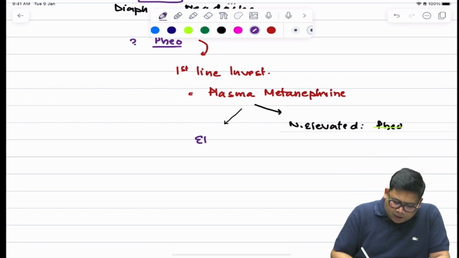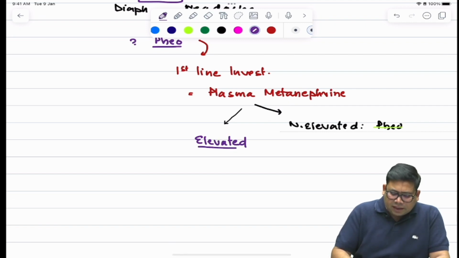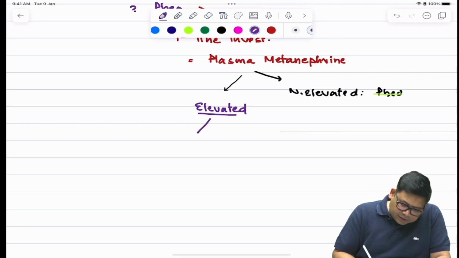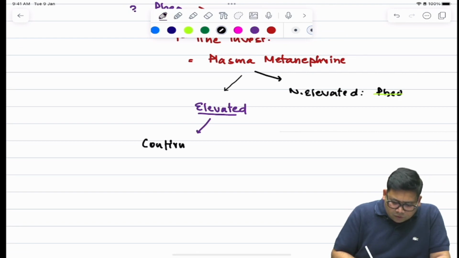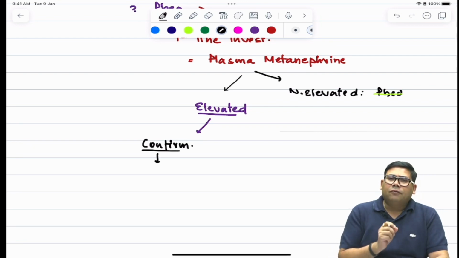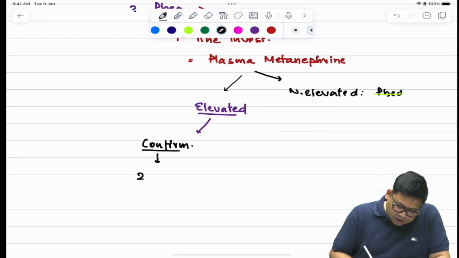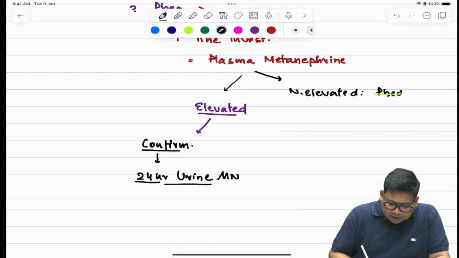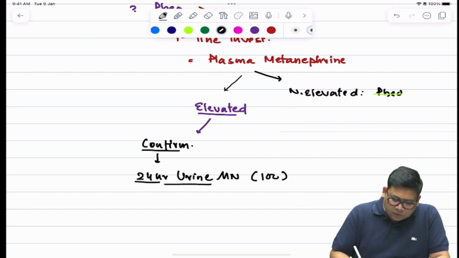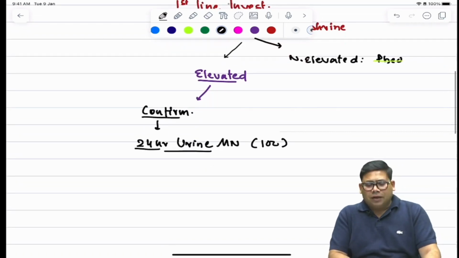If they are found to be elevated, now this is very interesting. If the plasma metanephrine is elevated, in that case what is the confirmatory investigation? This is what is important. So for confirmation we need to go for what? 24-hour urine metanephrines, and this is what is written in the question also. So 24-hour urine metanephrines, they are the investigation of choice, not the first line investigation.